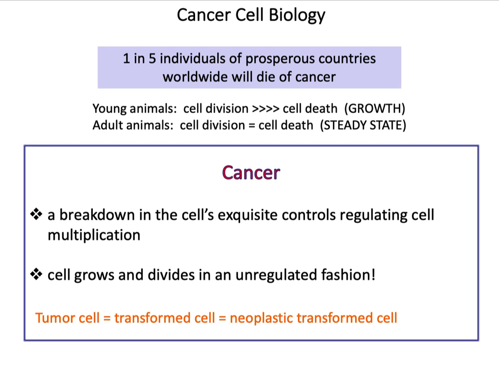But the reason that I want to talk about cancer cell biology in this course is because cancer happens when cells break the exquisite rules that regulate their growth and cell division. So this should be intuitive to you.